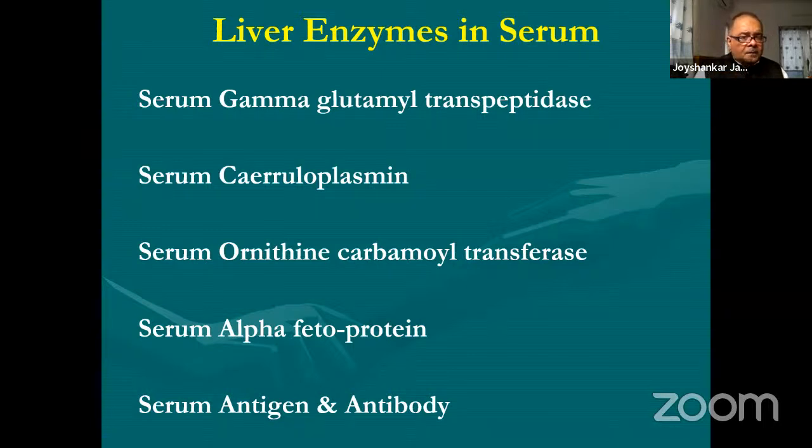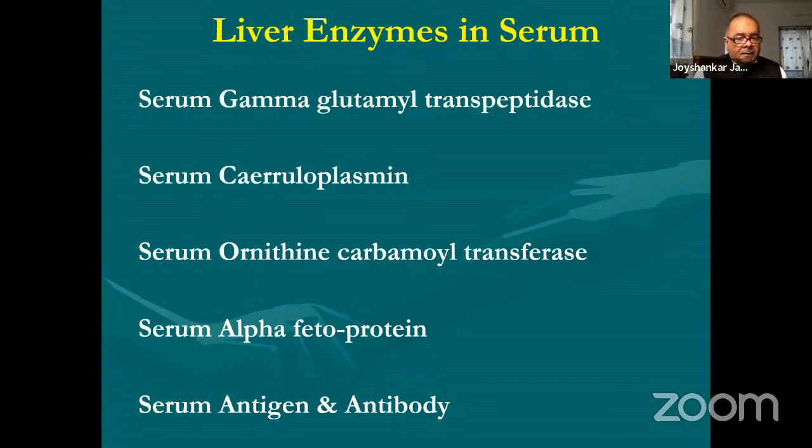Then serum ceruloplasmin, it is of course decreased in Wilson's disease and increased in pregnancy and in ladies who are taking oral contraceptive drugs. Then serum ornithine carbamoyl transferase, which is detected if there is liver damage. Along with serum alpha fetoprotein, these proteins are synthesized only in the fetal life. In the adult life, it is not there. But if it is present in the adult life, then it detects primary hepatocellular carcinoma, most commonly the hepatoma. This is usually the first test done while we are doing liver transplants.